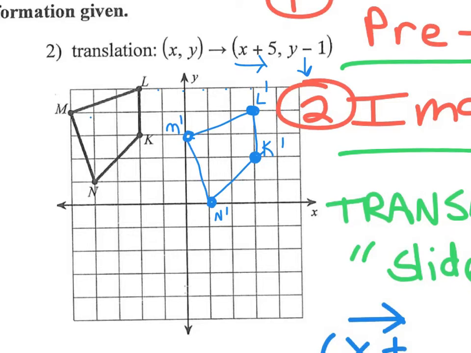All right, so hopefully this is the shape that you ended up with. Again, notice how the size of our original shape has not changed. The only thing that has changed from our pre-image to our image is that we have moved or slid it 5 units right, 1 unit down.